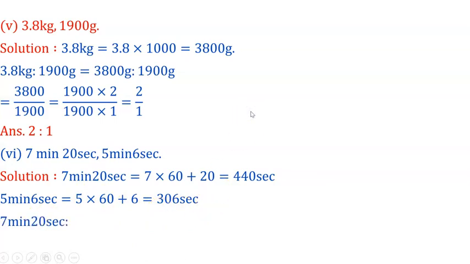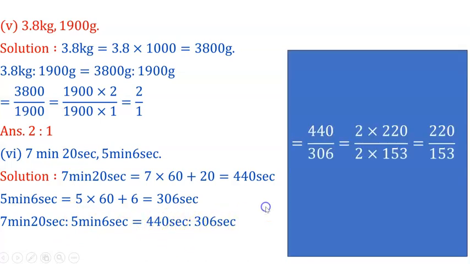Okay. Therefore, the required ratio, that is 7 minutes 20 second to 5 minutes 6 second, is equal to 440 second as to 306 second. And if we simplify, that is equal to 440 upon 306 is equal to 2 into 220 upon 2 into 153. Then therefore the required ratio is 220 as to 153.